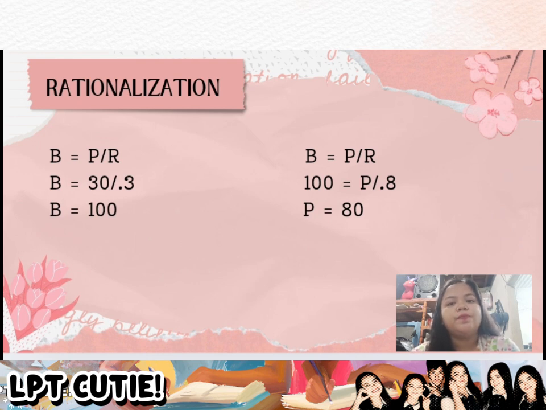Okay, so in order to come up with the answer of 80%, we are still going to use the formula B equals P divided by R. So let's substitute B to 100 equals P divided by 0.8, and then our answer will be P equals 80. Again, 80% of X is 80, which is letter D.